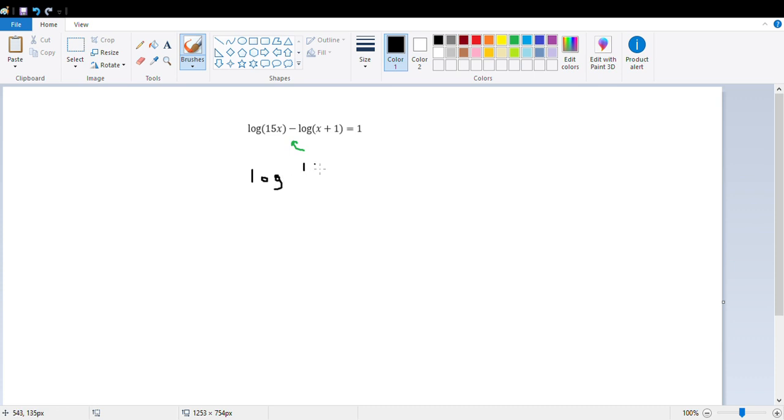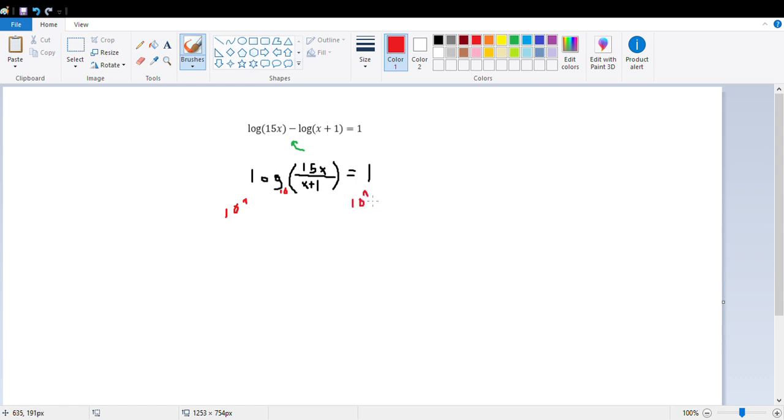This is the common log base 10. And when I combine, I take the 15x from the first logarithm, and since we're subtracting the log of x plus 1, that goes down below. And I'll just make that clear by putting parentheses around it. And that equals 1. As I mentioned, this is the common log. This is a log base 10. We just don't happen to write the 10. So that tells me that I need to put both sides into a power of 10.